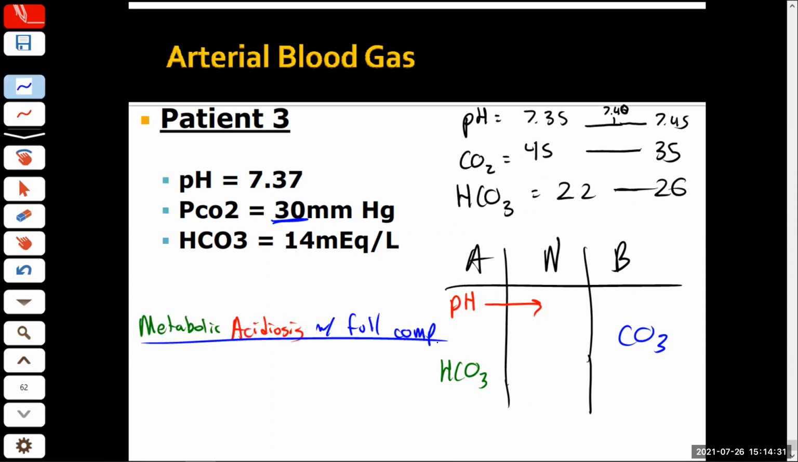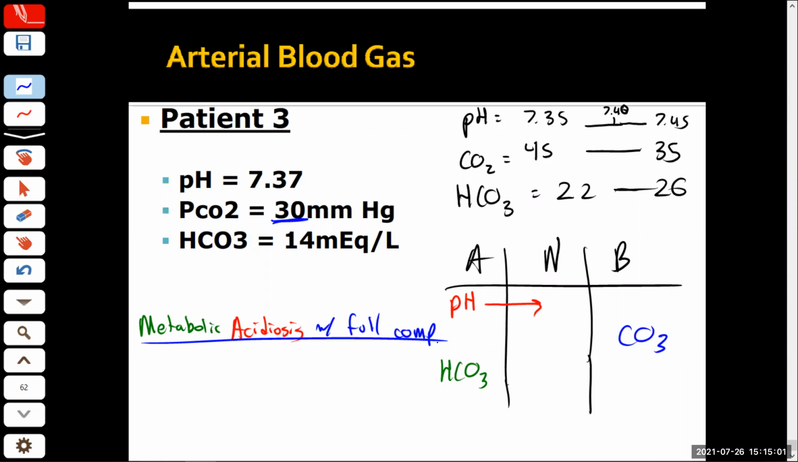So what is going on here? If you like shortcuts, if I ever give you a pH between 7.35 and 7.45, are they operational? Yes. So if I ever give you a pH within that range, you instantly know it's full compensation. If I give you something out of range, well, then it's either partial or no. And you need to look at the other ones.